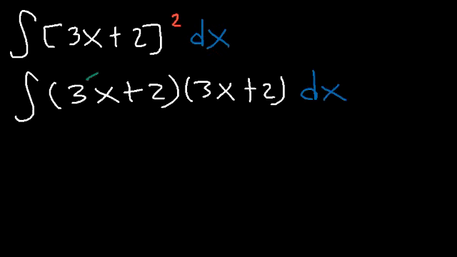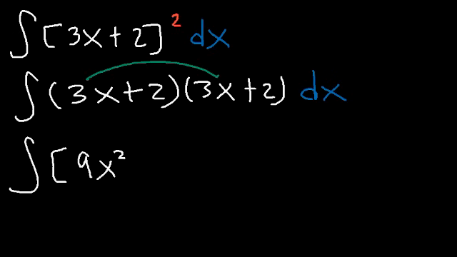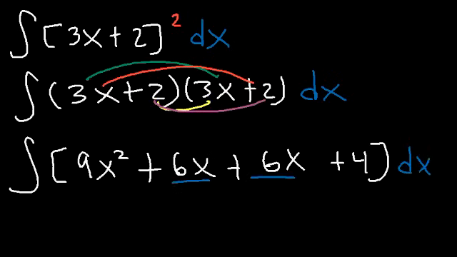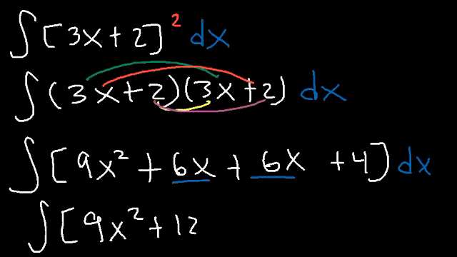So if we FOIL it, 3x times 3x is 9x squared. And then 3x times 2, that's 6x. And also 2 times 3x is also 6x. And 2 times 2 is 4. So don't forget to combine like terms. So we're looking for the antiderivative of 9x squared plus 12x plus 4.